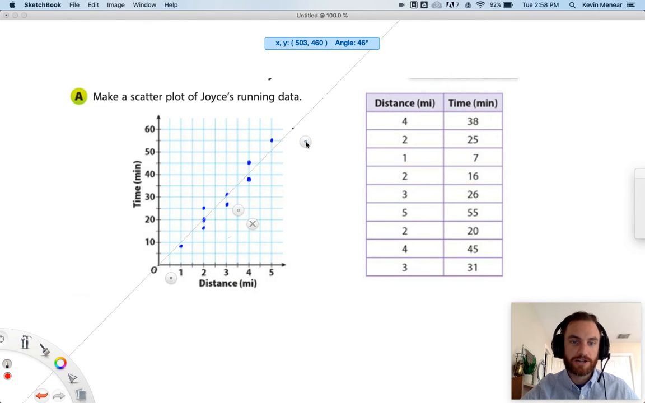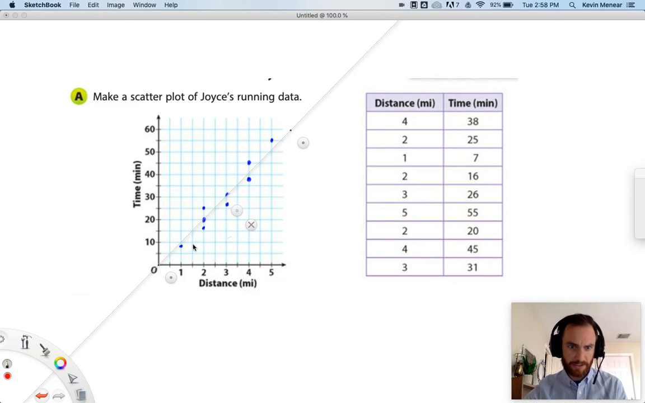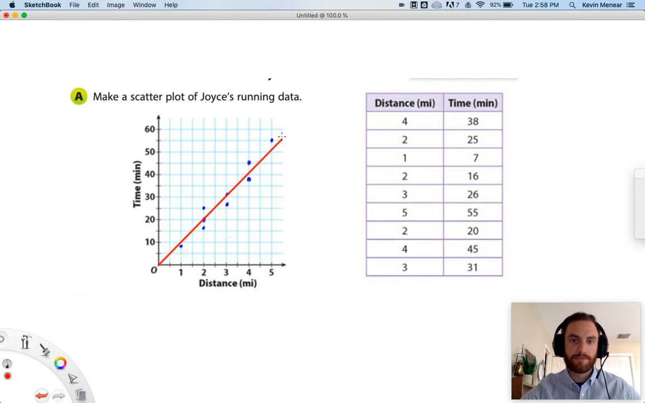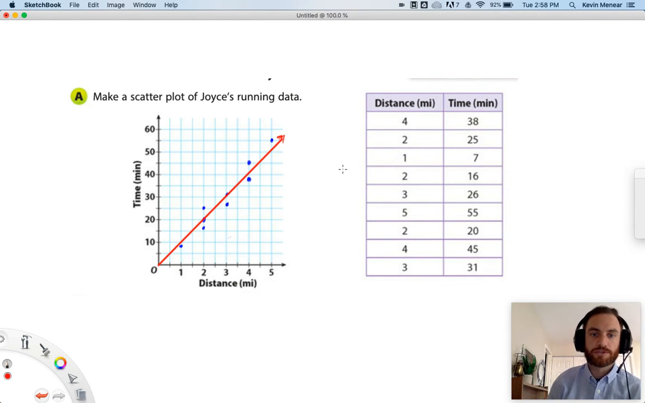All right, so I'm going to start at 0, 0, and then I'm going to see where my line would be that matches it the best. And the idea is you want to try to get the same amount of points above as below. So I've got this point on the line, that point on the line, and then I've got 1, 2, 3 above, and 4 below. So that's pretty good. So I'm going to call it that. And there I go. That's my trend line. Nice. And obviously that extends outward. All right, cool. So that's part A.